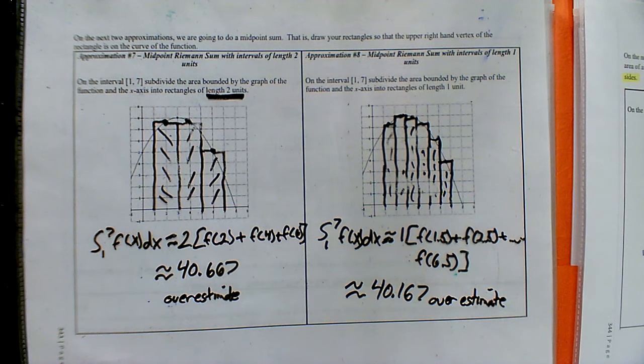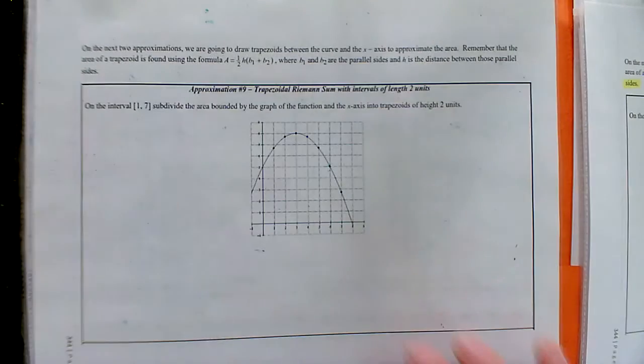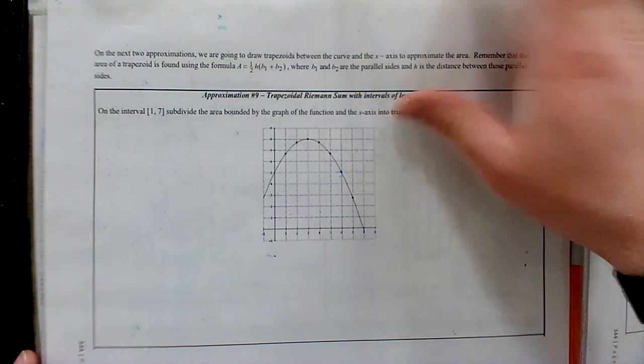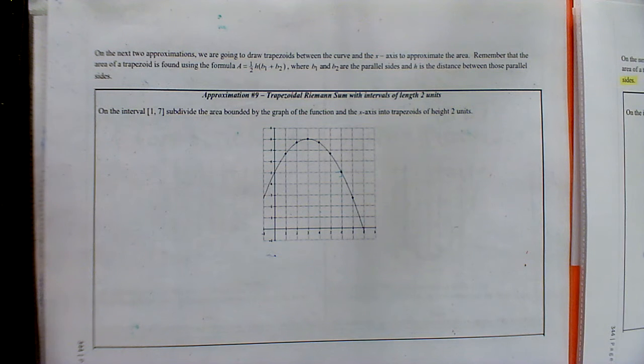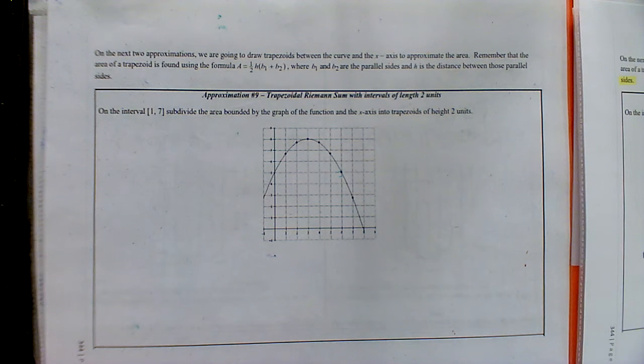So we're going to look at the next type. We've done left hand, right hand, and midpoint. The last one we're going to do here is the trapezoidal. On the next two approximations, we're going to draw trapezoids between the curve and the x-axis to approximate the area. Remember that the area of a trapezoid is found using the formula.